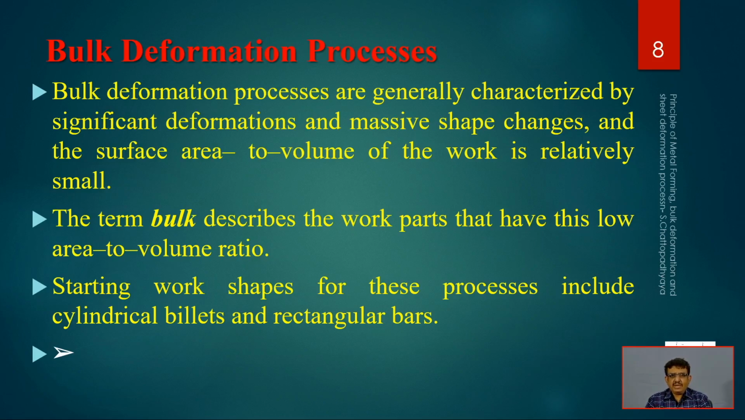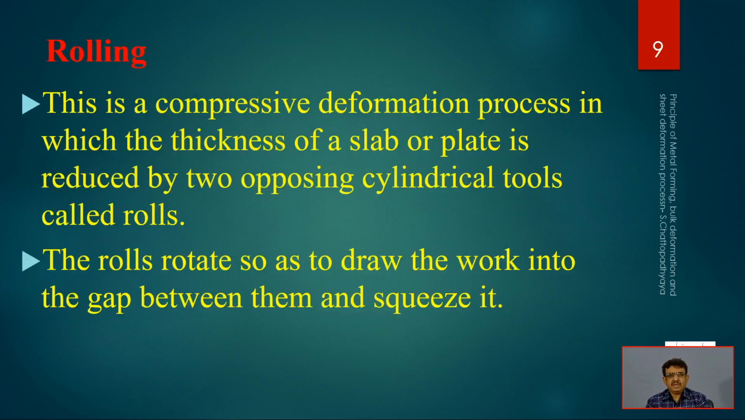The initial working shapes for these processes include cylindrical billets and rectangular bars and blooms, and they have their standard dimensions. These blooms, billets and bars are the inputs for those metal forming operations. And the first one is rolling. We have seen that rolling is the first one, where two rolls are there.